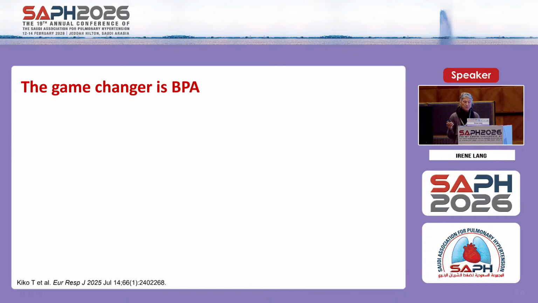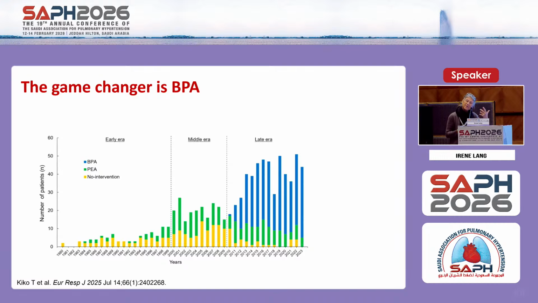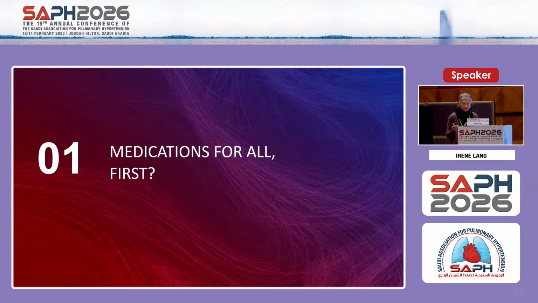So I think the game changer is BPA, and that has been shown in a recent work of a Japanese registry, where you see that the number of BPAs has increased over time, and so has survival. And I will show you another slide of this publication in a moment. Let me discuss: I had a debate with Adi Gofrani 12 years ago. Everybody should get Rio first, and I defended the mechanical. There was no data at this time, that was a face-to-face. He defended Rio first.